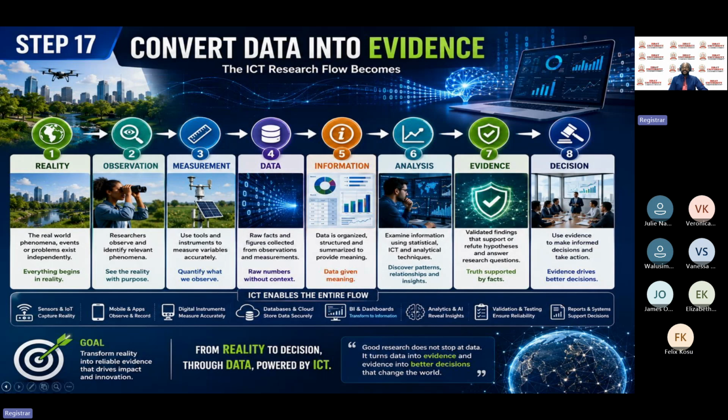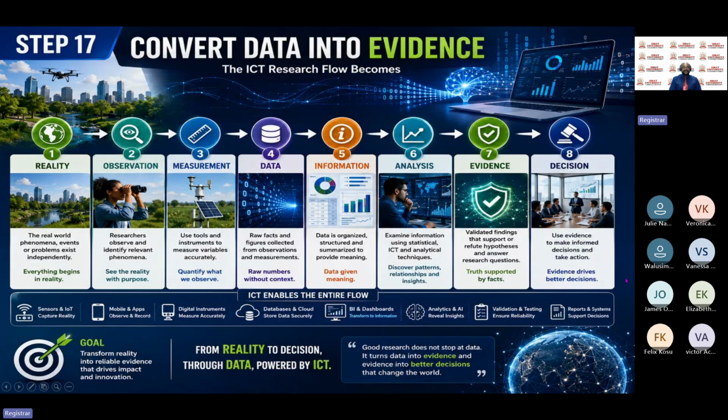Now we are going to reach the last part of the session. Step 17, convert data into evidence. Almost all ICT and social science researchers end in this stage. You collect reality in step 2 by measurement and observation, collecting data that gives you information. You analyze the data, it gives you evidence, and it leads you to take decisions.